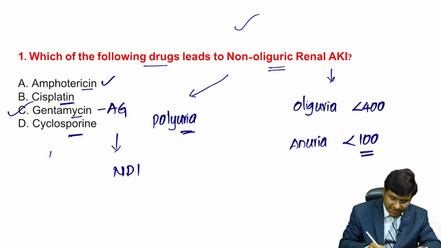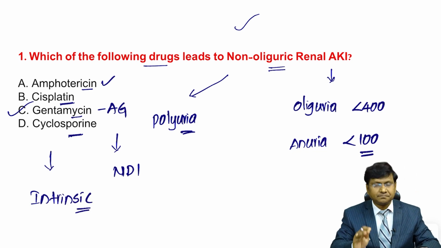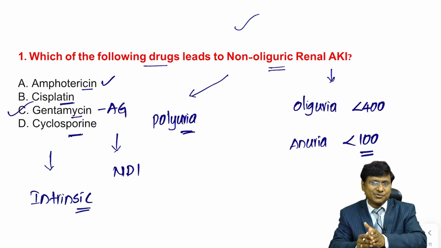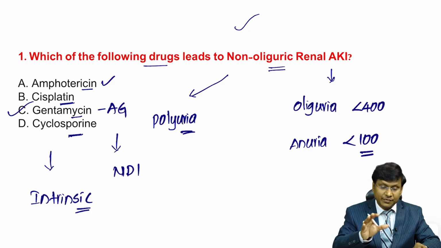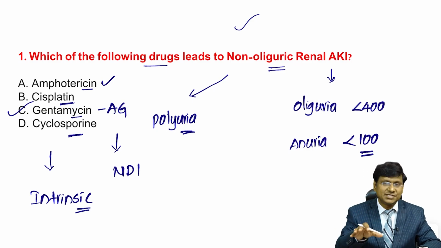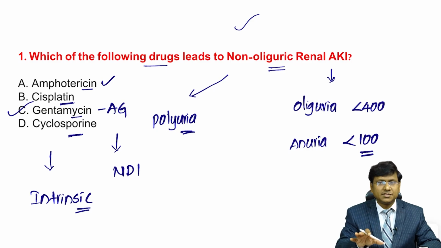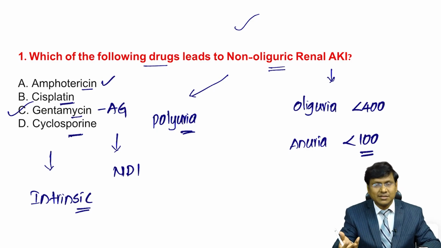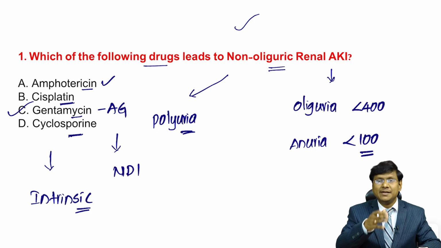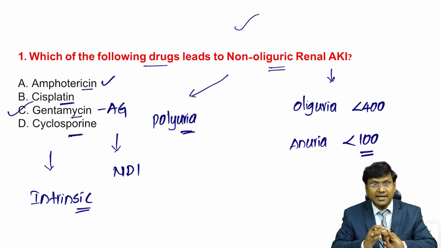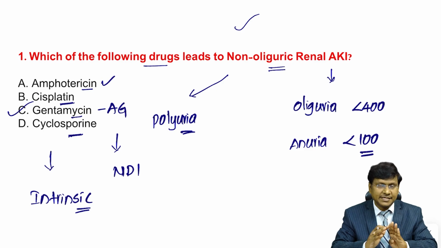And all these drugs cause the intrinsic type of acute kidney injury. Acute kidney injury, we classify the etiology into pre-renal, intrinsic renal, and post-renal. So pre-renal is where perfusion to the kidney is reduced. Intrinsic renal is where the pathology is within the kidney, and the most common causes include glomerulonephritis or acute tubular necrosis. Post-renal is where the pathology is outside the kidney, like ureteric calculi, bladder malignancy, benign prostatic hyperplasia, right?